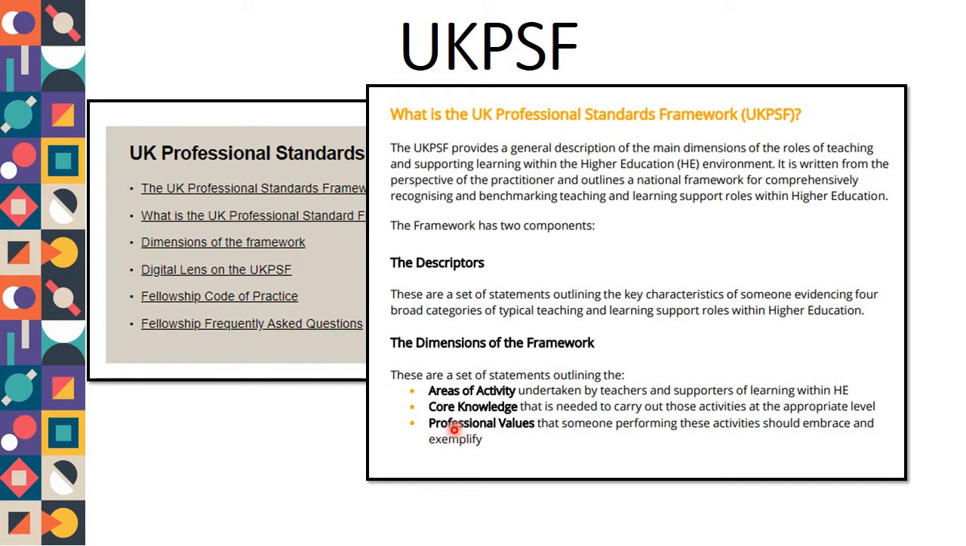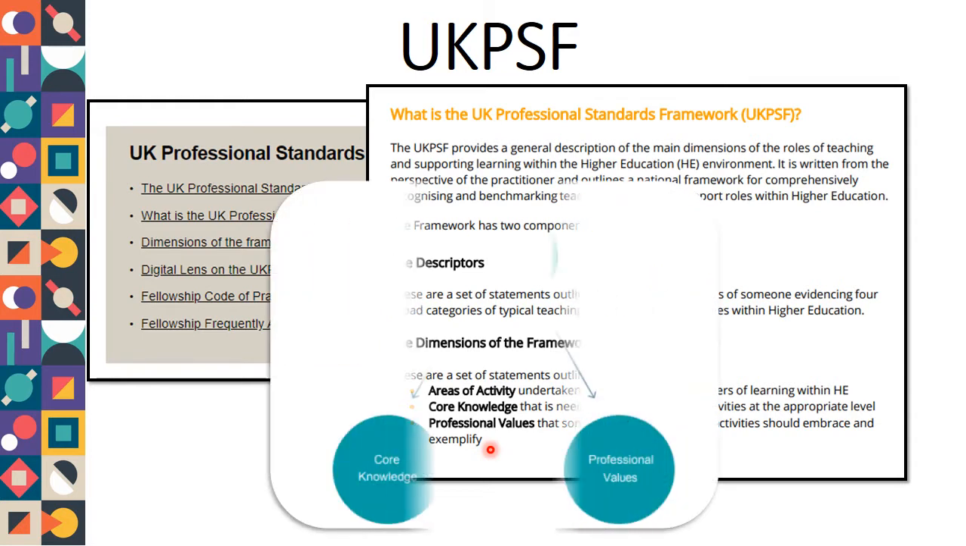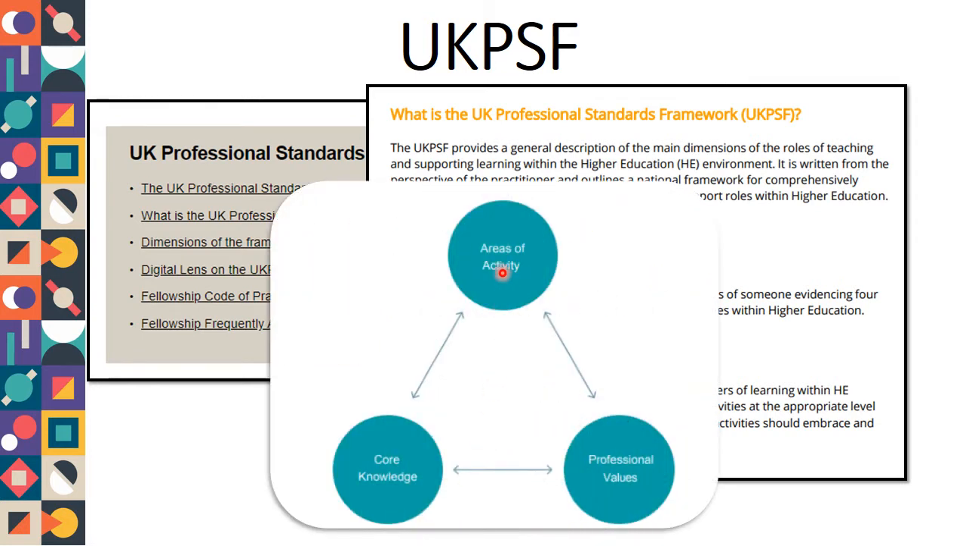So there are some professional values that you also need to demonstrate and provide evidence of in order to get your fellowship. These are the three dimensions: the area of activity, professional values, and core knowledge. All of these need to be demonstrated. You need to provide evidence for these three dimensions of the Professional Standards Framework.